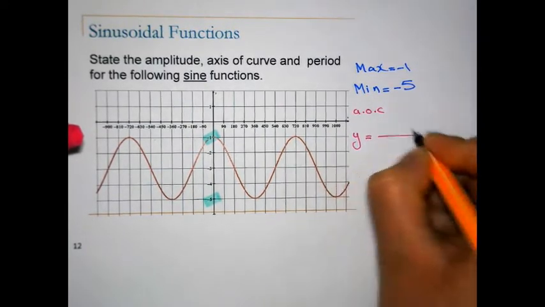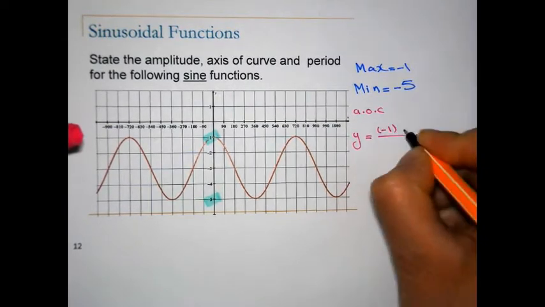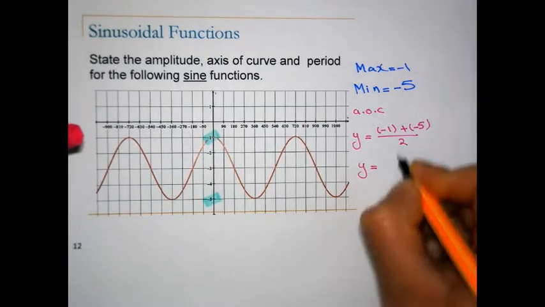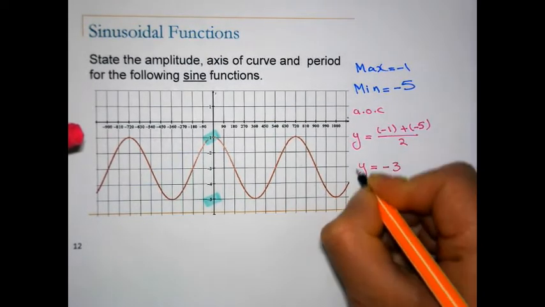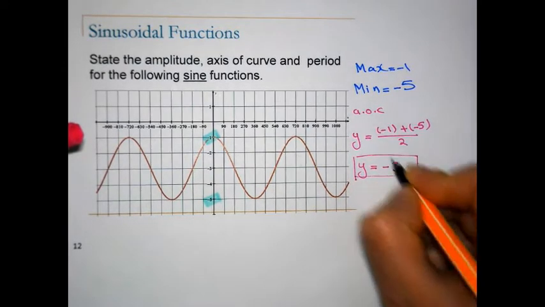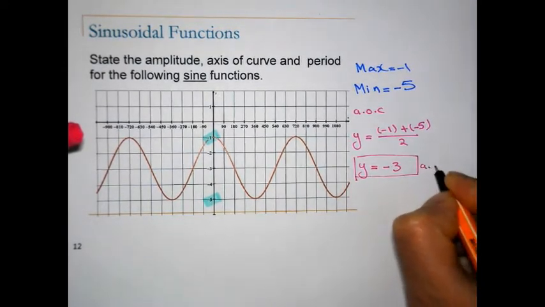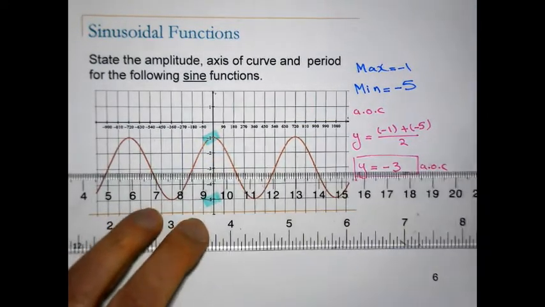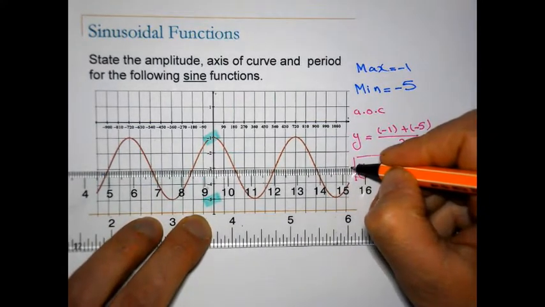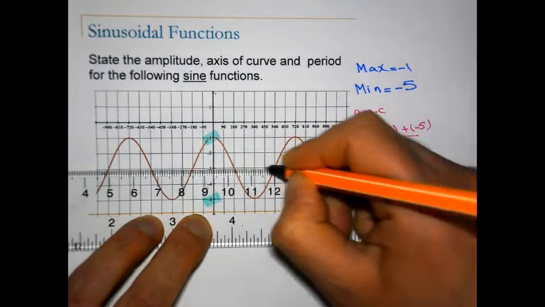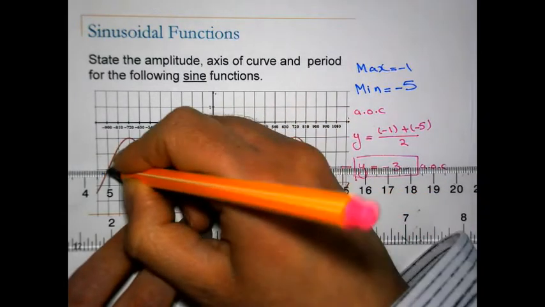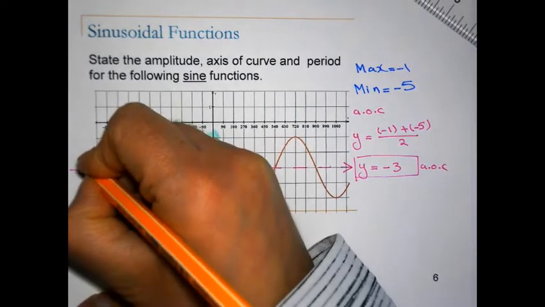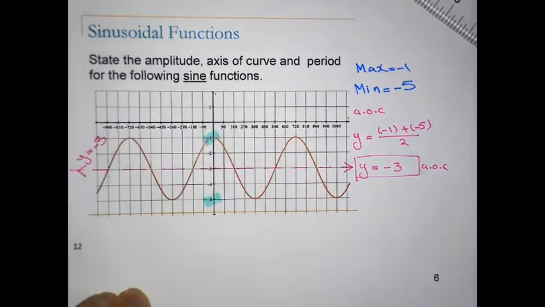Axis of curve is max -1 plus min -5 over 2. So y equals -6 over 2, which is -3. This is the axis of curve. And as I said before, as soon as you find the axis of curve, I want you to draw it using dotted lines and label it. Y equals -3.